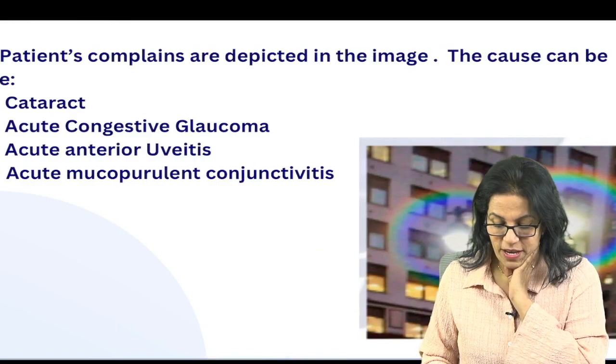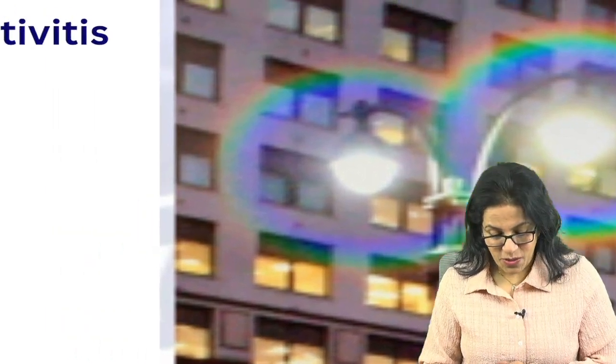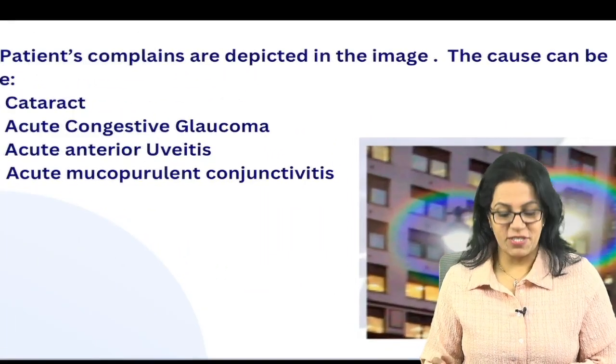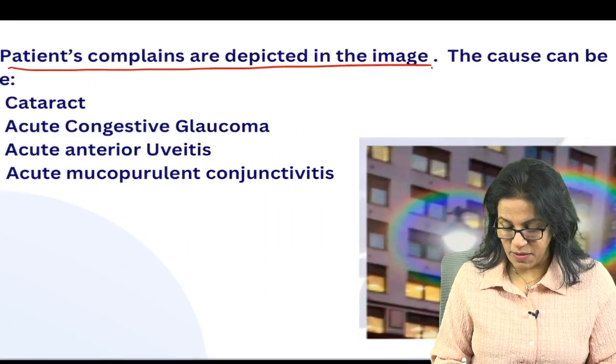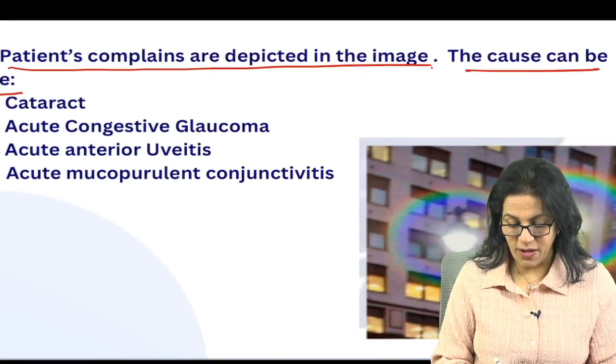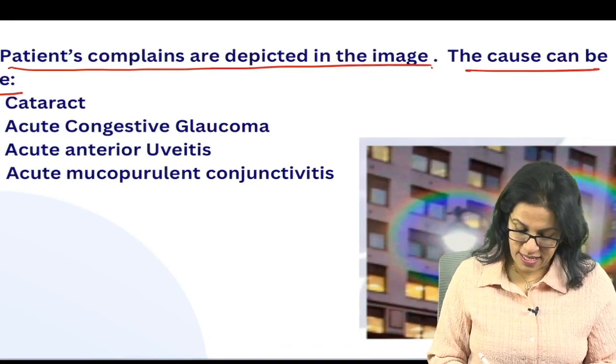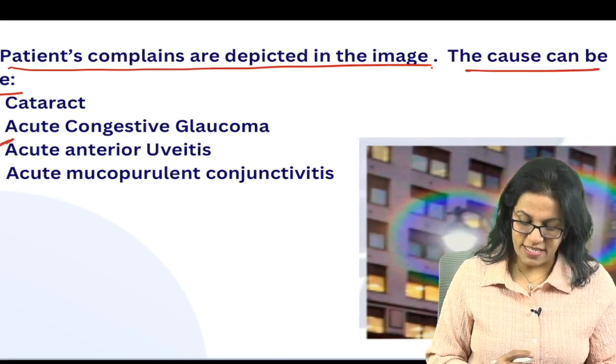Okay. We come to the next image. What is this image? What are we looking at? Colored rings around the light, colored halos. So, what are the causes except? Very simple question. The patient complaints are depicted in the image. The cause can be all except. You will answer acute anterior uveitis.